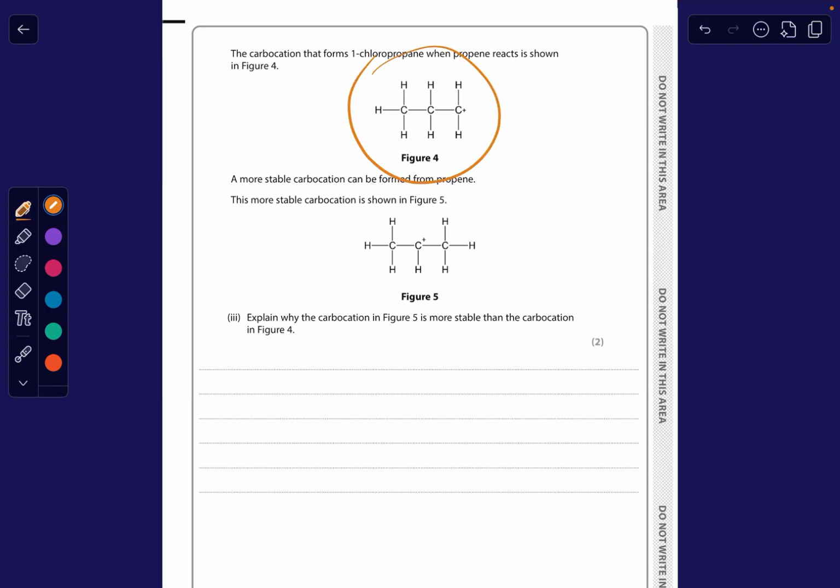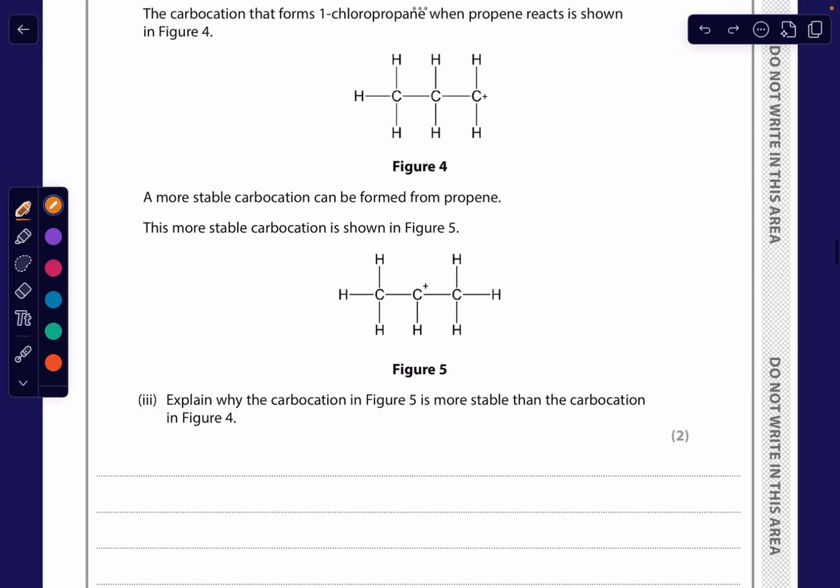If you look at figure 4, we've got a propane carbocation, and in this one we've also got another propane carbocation, but the cation is on a different carbon, and that will change the stability of it. Remember, when we look at carbocations, there are 3 types that you need to be aware of. I'll draw them here like this. We can have a carbocation on carbon number 1, on carbon number 2, or, if we have a methyl substituent, on carbon number 2 as well. And this increases in stability.